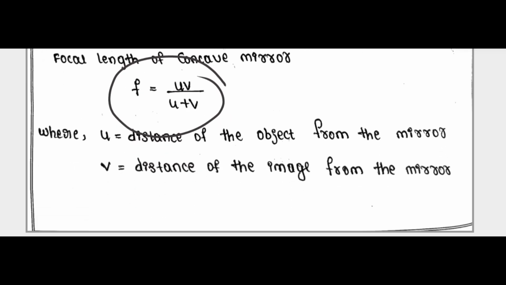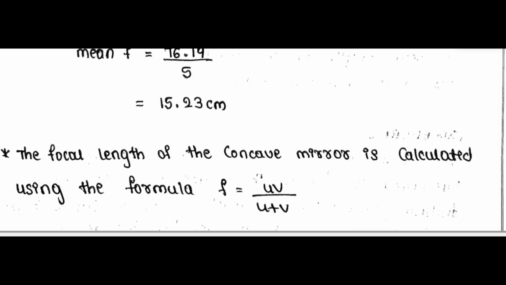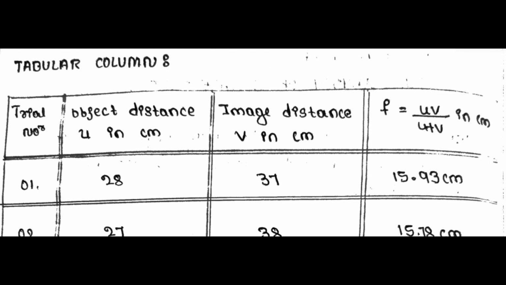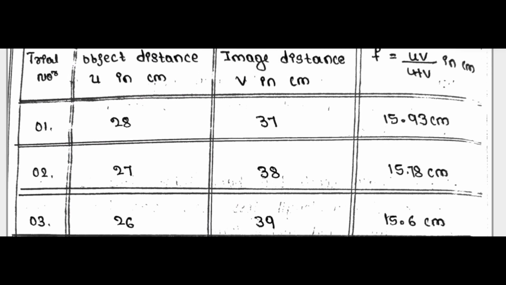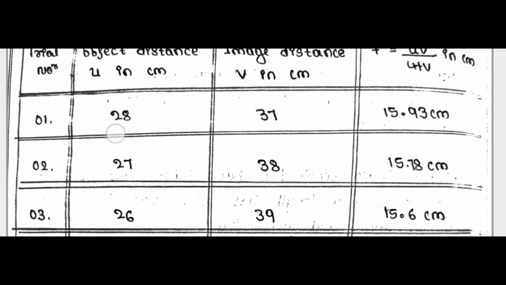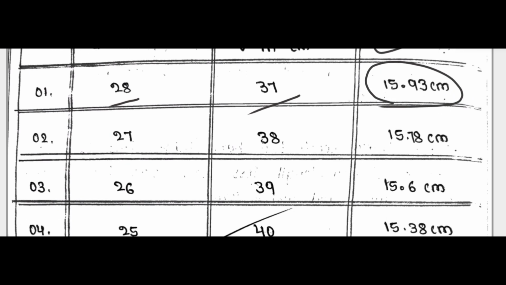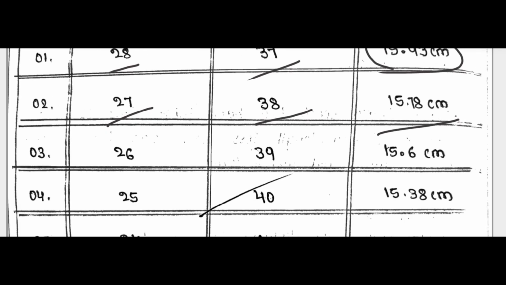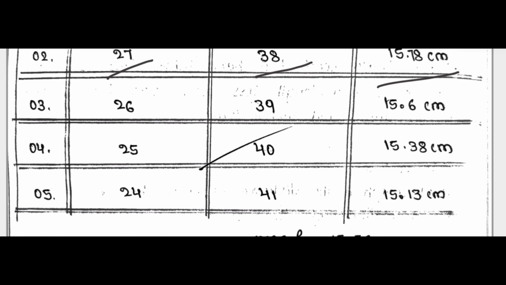This is a tabular column. One of our students took the readings here. Object distance u is 28 centimeter. For that object distance, the image distance is 37, and the focal length by using this formula is 15.93. Next the object distance is 27 centimeter. For that the image distance is 38 centimeter. The focal length is 15.78. In the same way they took 5 readings, with different object distances and different image distances.